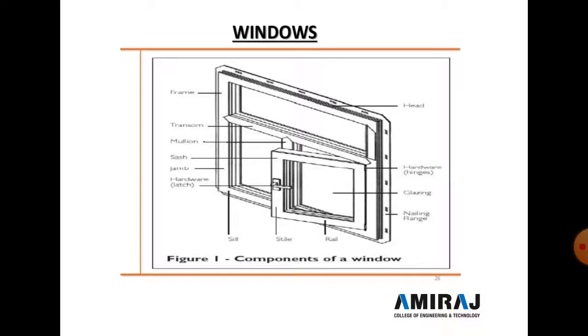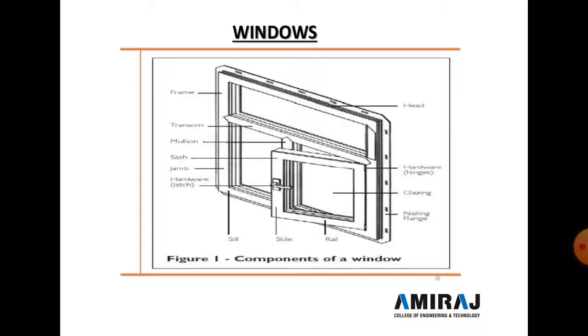Then another is the jamb. What is a jamb? This is the vertical wall face of the opening which supports the frame. Next is the sill. The sill is the bottom part of the window. Now next is the head. What is the head? The head is the topmost horizontal part of the frame.